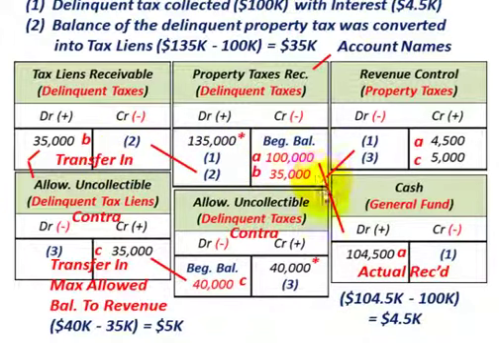Just remember, in this case, we had that interest. We had to include that in our revenue control based on the actual cash collected. And then when we zeroed out or transferred our property taxes receivable for the delinquent taxes, we also had to transfer out our allowance for those uncollectible delinquent taxes to those tax liens receivable, and also the allowance for those tax liens receivable.